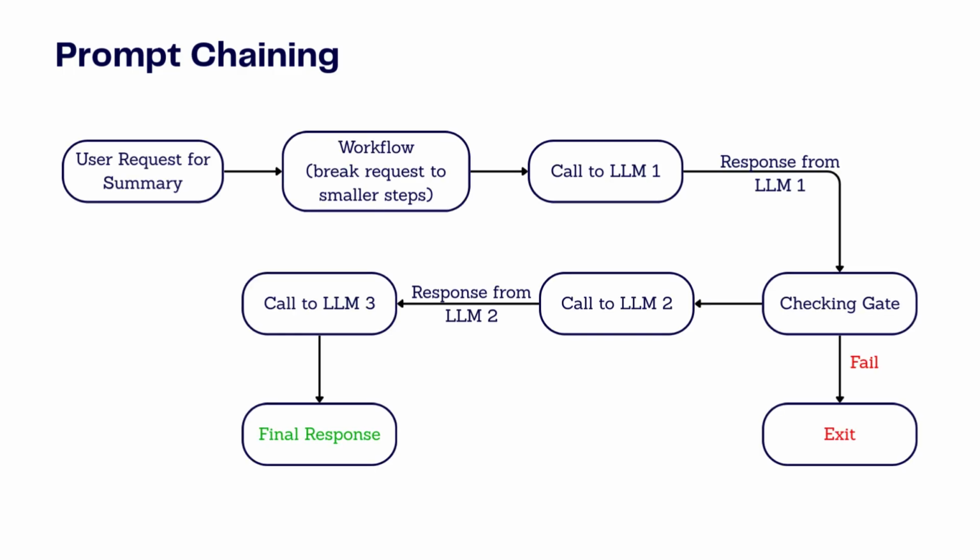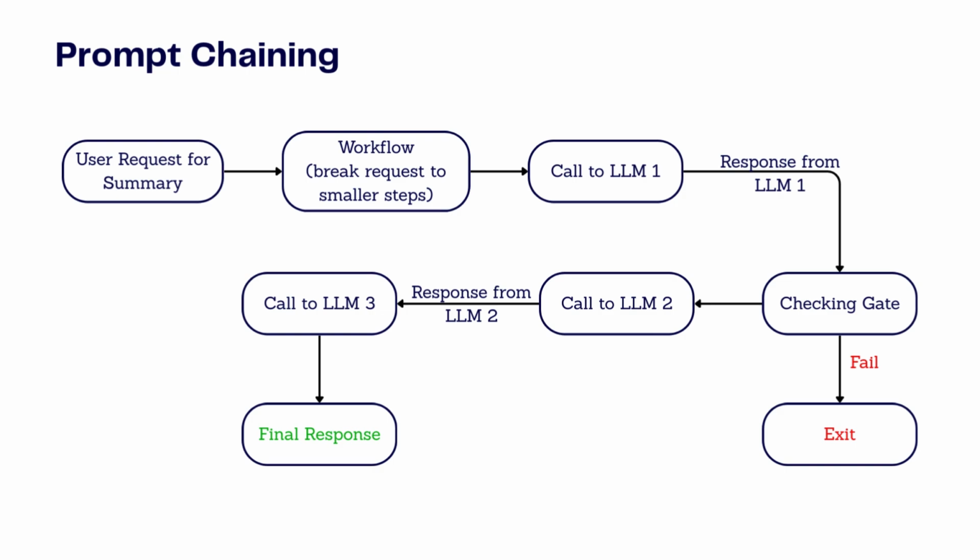Prompt chaining is one of the most popular LLM workflow patterns. In simple terms, prompt chaining is about breaking down a big task into a sequence of smaller steps, where each step builds on the output of the previous one. You can think of it like a relay race. One step passes the baton to the next until the final result is reached.